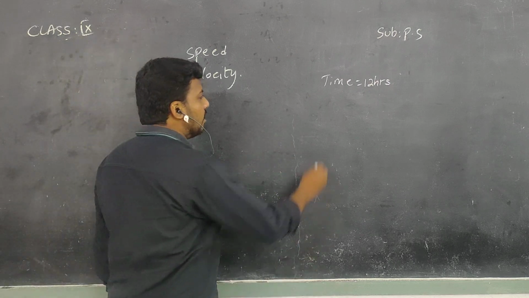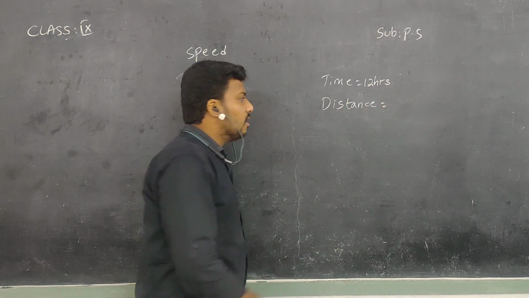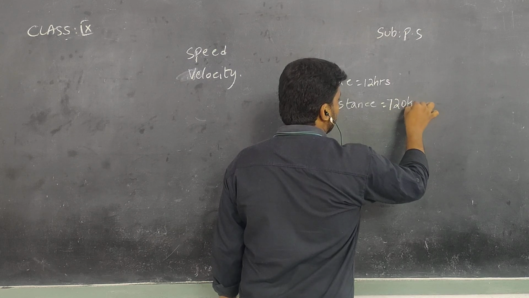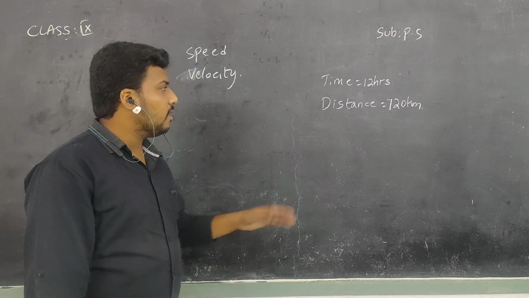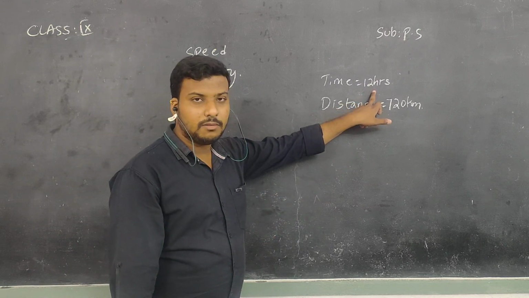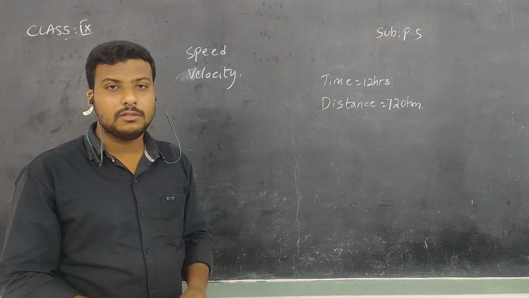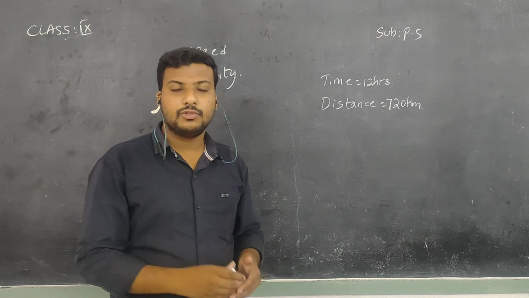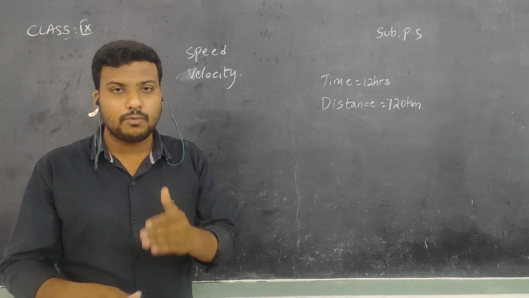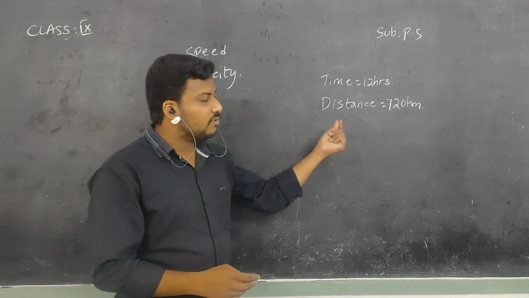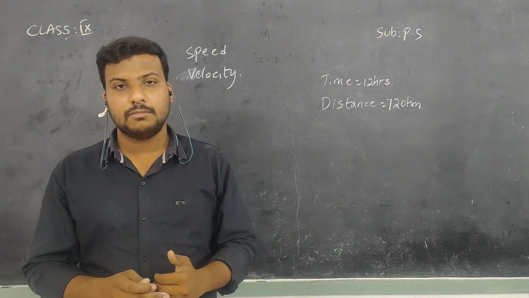Next, coming to distance. The distance from Hyderabad to Visakhapatnam is 720 kilometers. So right now, 12 hours are there. The train driver wants to reach the passengers to Vizag in time. Yes or no? Actually, we should go in time. Then will the train driver make the train move at a constant speed?